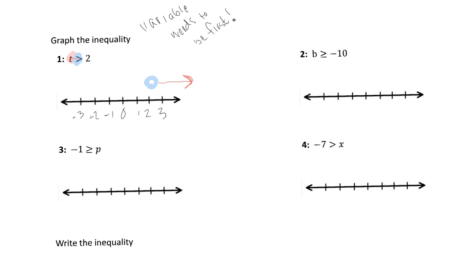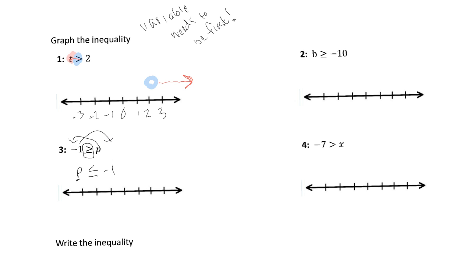Okay, I'm going to skip number 2, and I'm going to go to number 3. What's a little different about number 3? Well, my variable is not first, so I need to rewrite this whole thing. I want my variable on the left side. Since I flipped where the p is, I also need to flip where the -1 is, and I also need to flip my inequality symbol. So in order to get my variable first, I need to flip everything in that inequality.